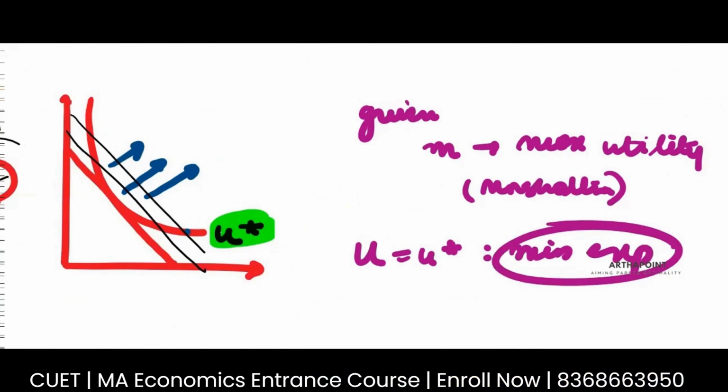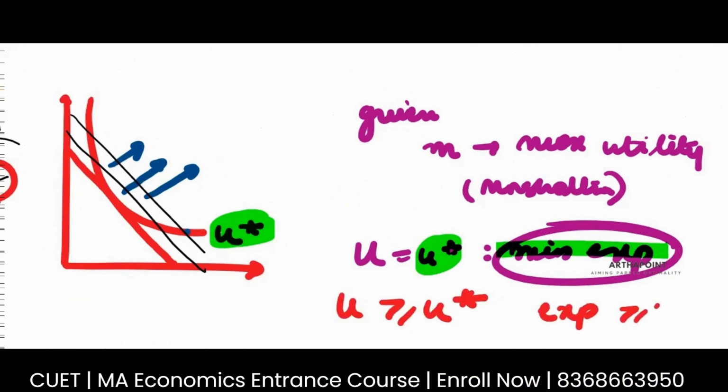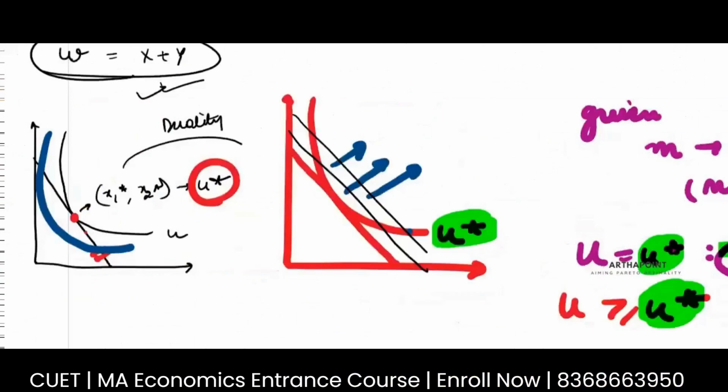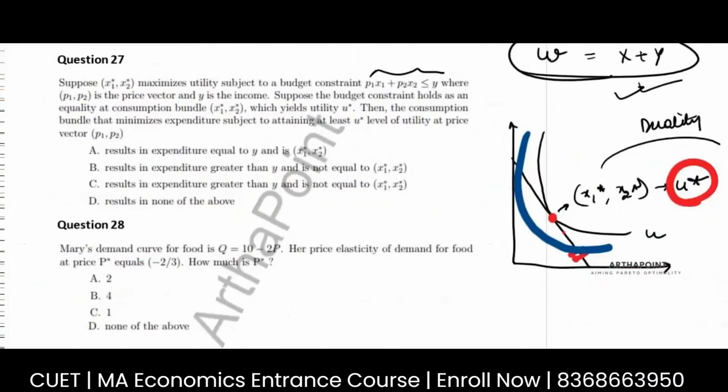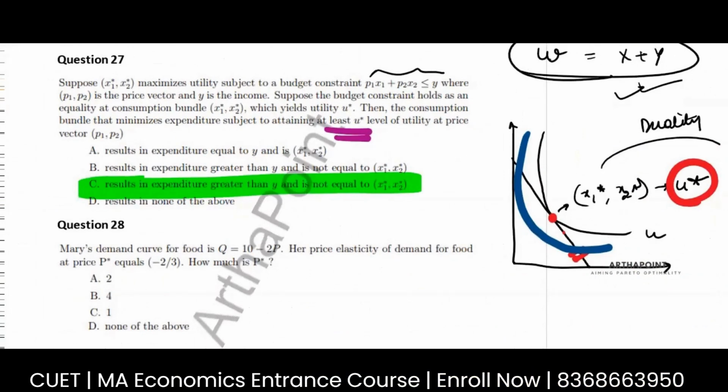So if you want to achieve exactly U star, then that same level of income is sufficient. But if you want to achieve any utility greater than or equal to U star, then you want your money greater than or equal to your earlier income. If you want to cross this U star level of utility, then you must have more money with you also. So coming back to the question, the answer should be this. It says that I want at least U star or more than U star. Minimum is U star. It does not say you want only U star. It says at least U star or more than U star.